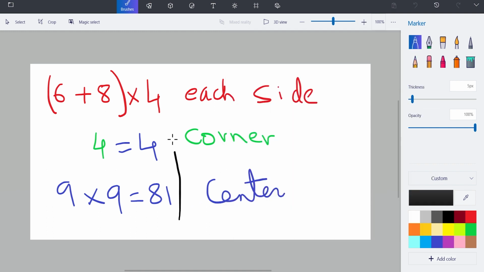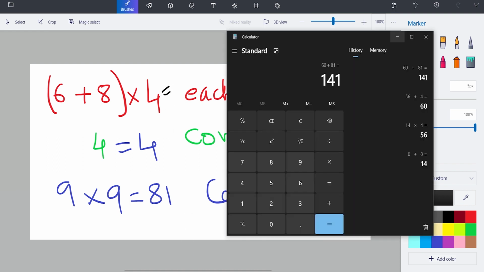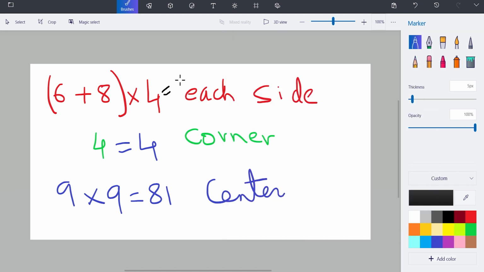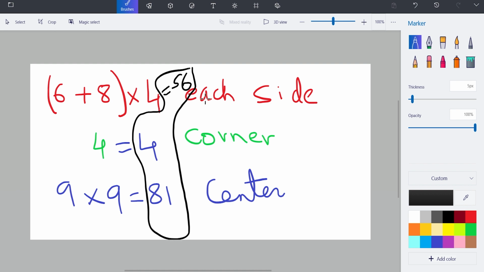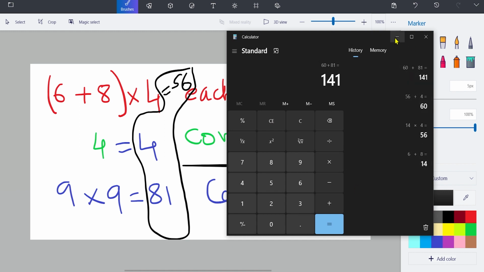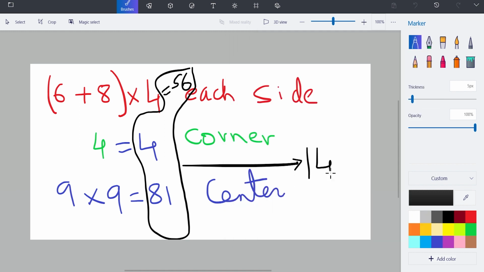Oh, this was 60 plus 81. Okay, so this was 56 then. Yeah. So 56, and then we add all of this together. That gives us 141. So are you guys getting the same answer?